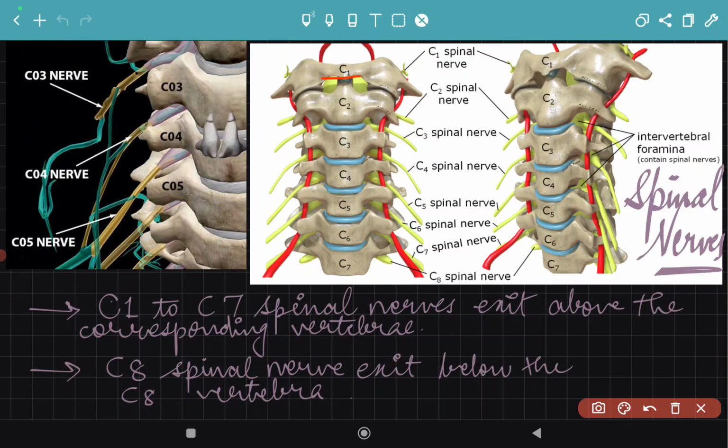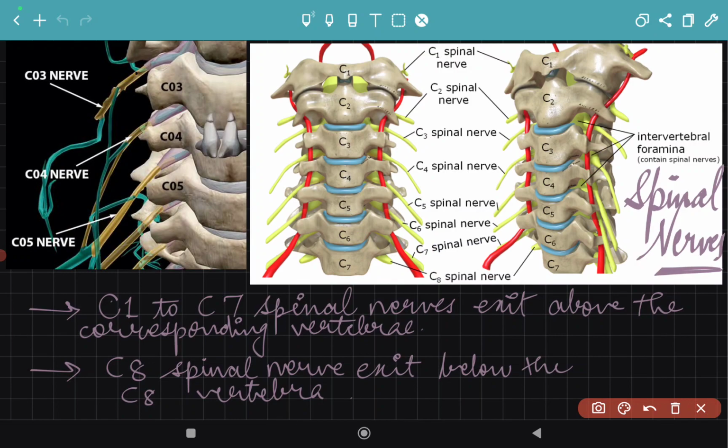So this is C1, the C1 spinal nerve, C2, the C2 spinal nerve exiting above the vertebra. C3, the C3 spinal nerve can be seen more clearly. C4, here is the C4 spinal nerve. Then C5, the C5 spinal nerve. All these nerves are exiting above the corresponding vertebrae. C6, above C6 there will be the C6 spinal nerve. Above C7 there will be the C7 spinal nerve.